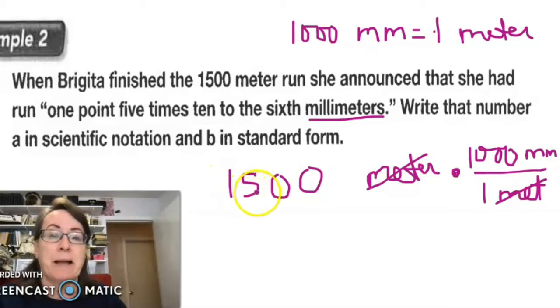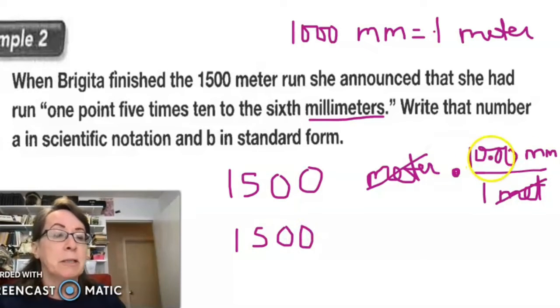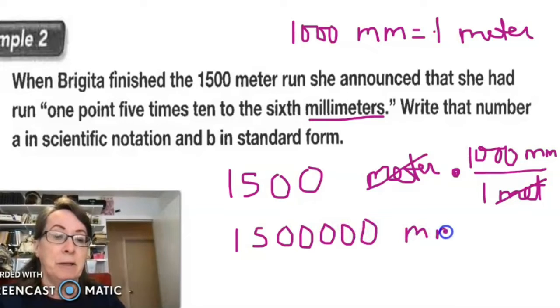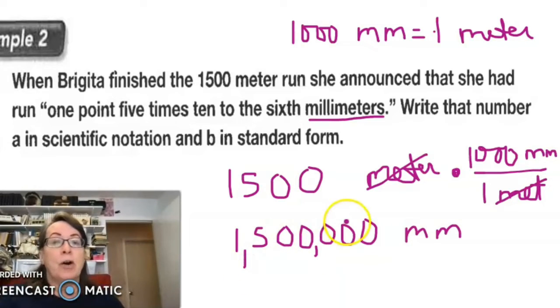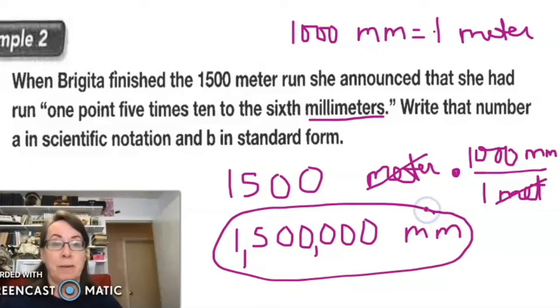And now when we multiply 1,500 by 1,000, we are in millimeters. So let's write that. 1500. When we multiply by 1,000, that's just going to be adding 3 more zeros. And that is now in millimeters. Okay, so 1, 2, 3, comma, 1, 2, 3, comma. All right, so if we were going to write it in standard form, isn't that the standard form? Standard form is our normal form.